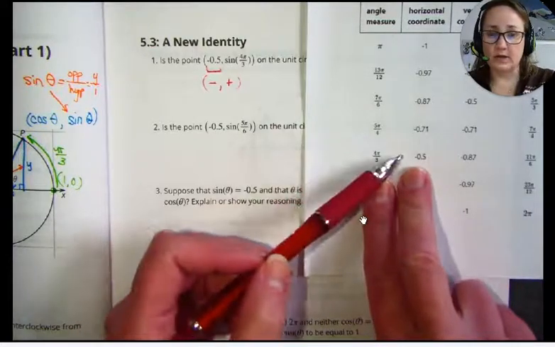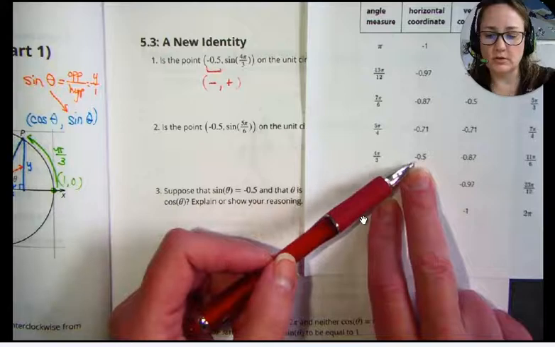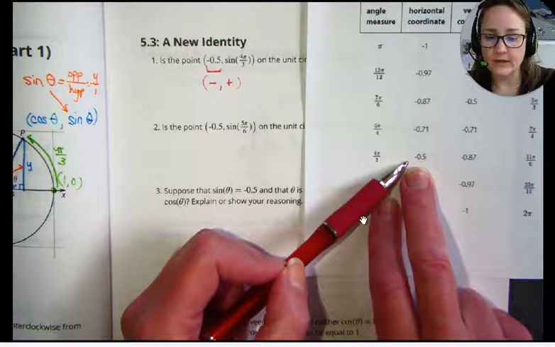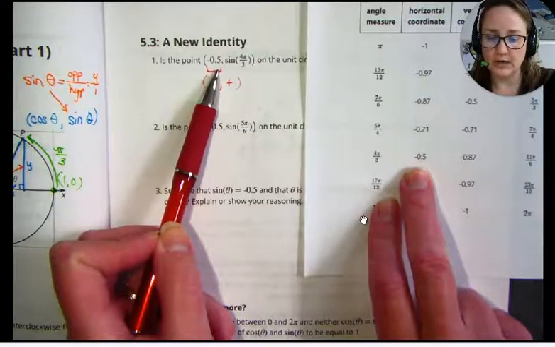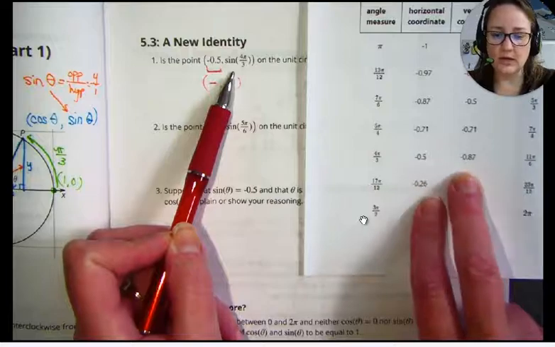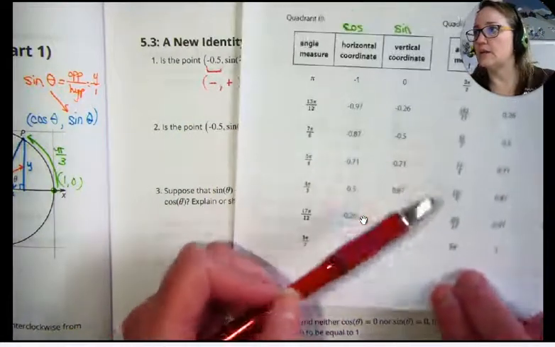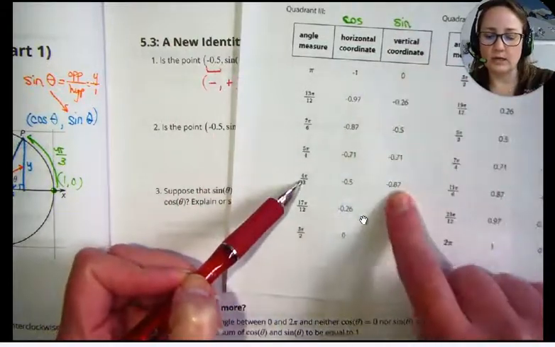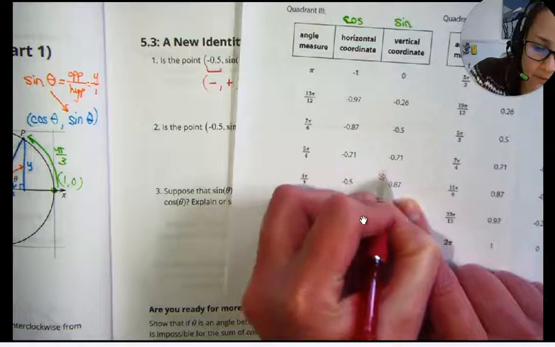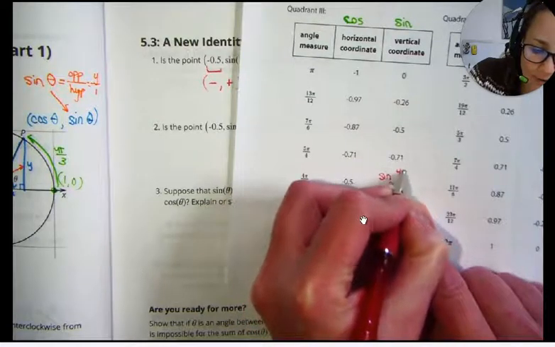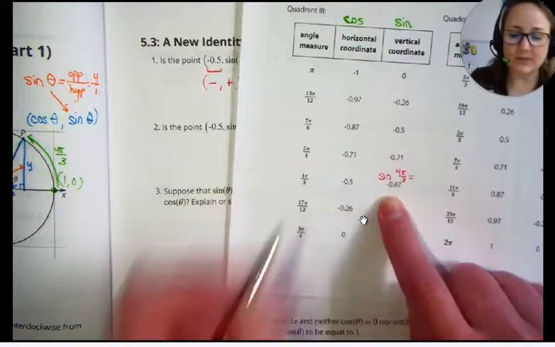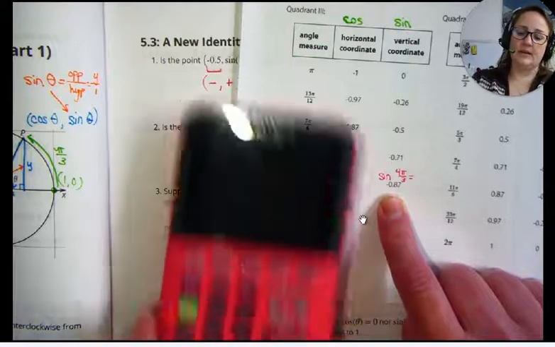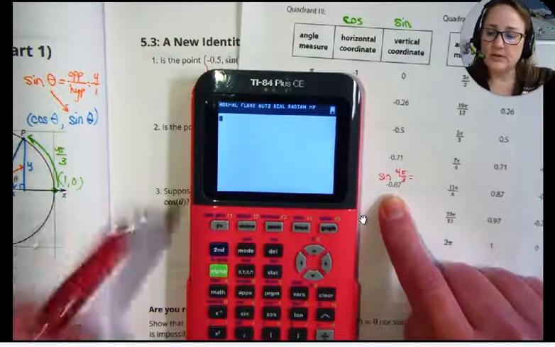And the fast way to check this, which might be the way that you like doing it, is to see that yes, in fact, the x coordinate is negative 0.5. And we know already, because we wrote on our little table of values here, that our vertical coordinate is the sine, and so sine of 4 pi over 3 equals negative 0.87. If you're not sure, you could always go to your calculator.